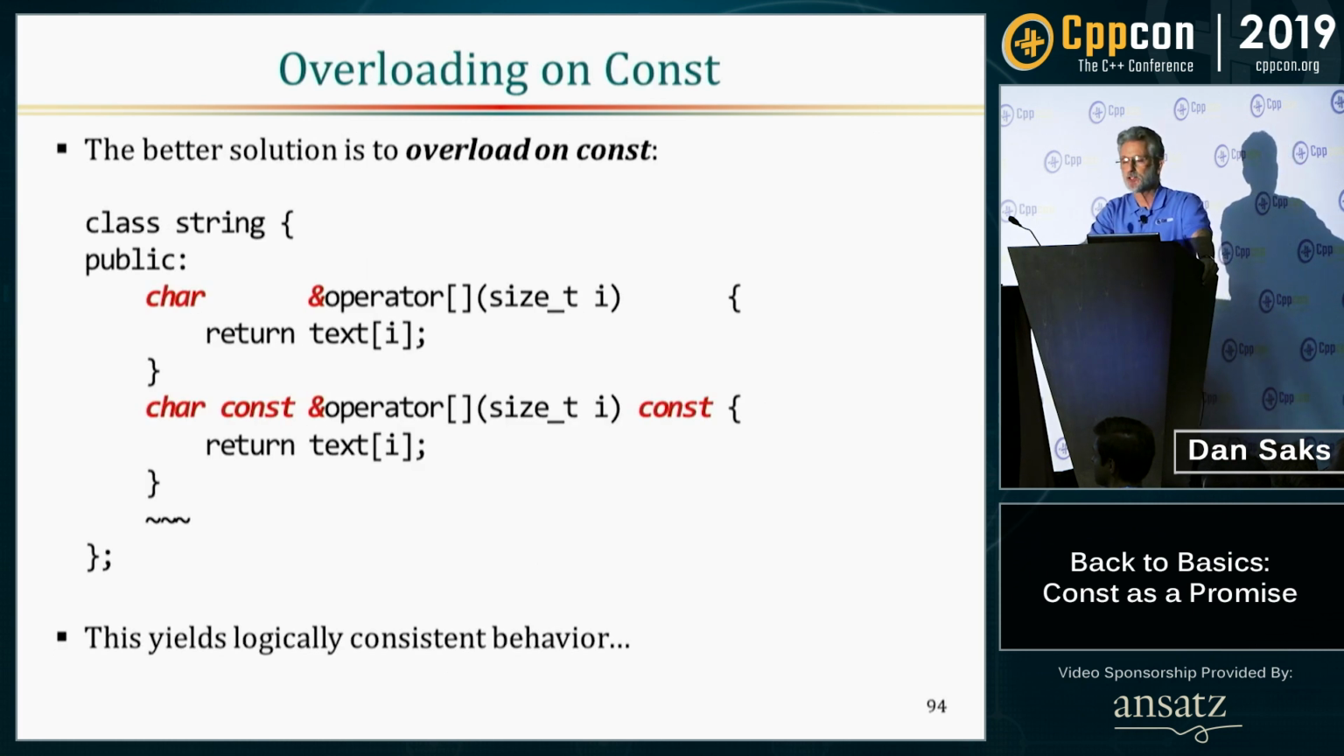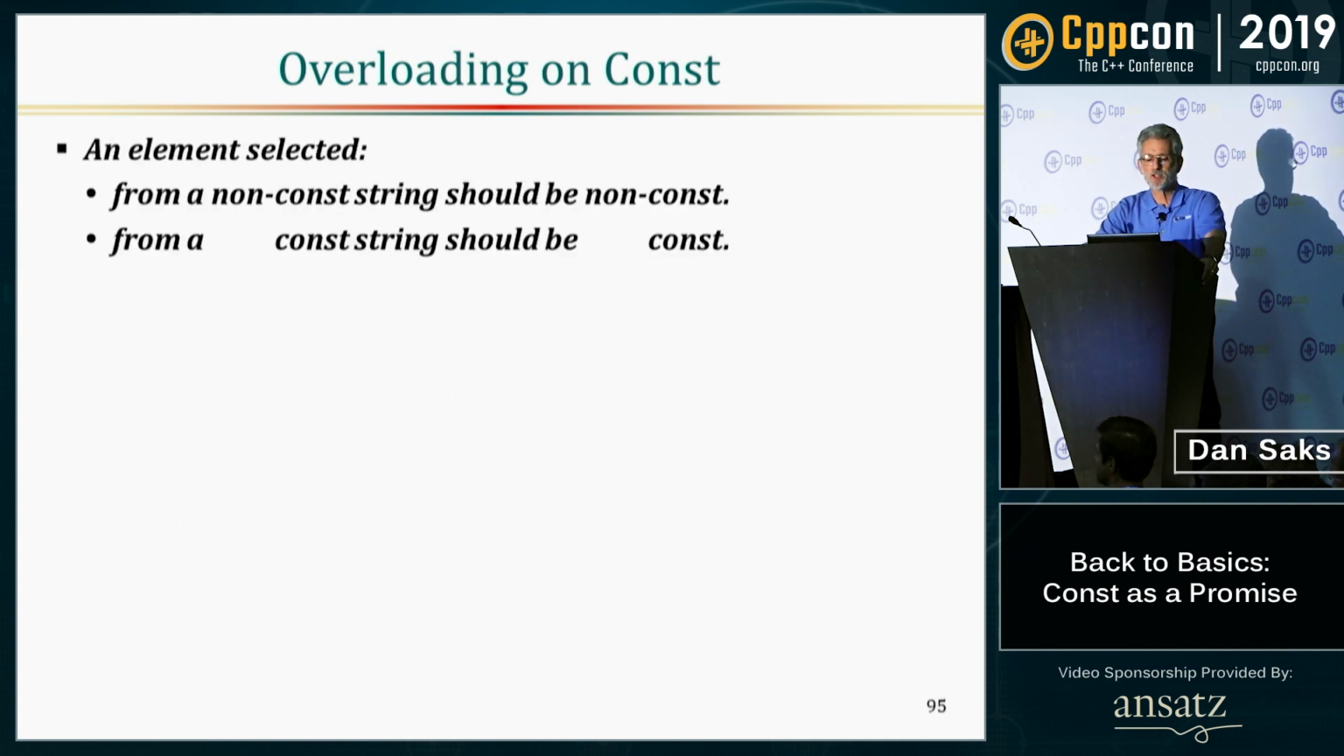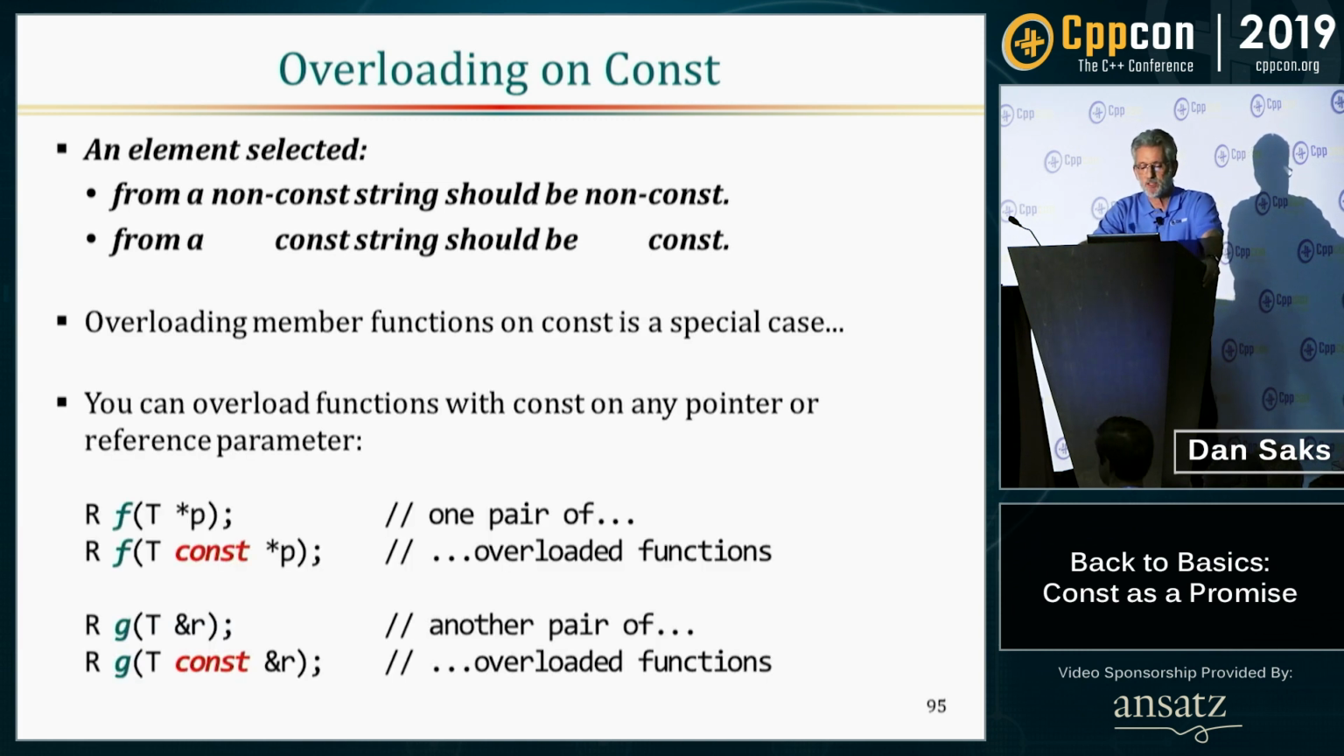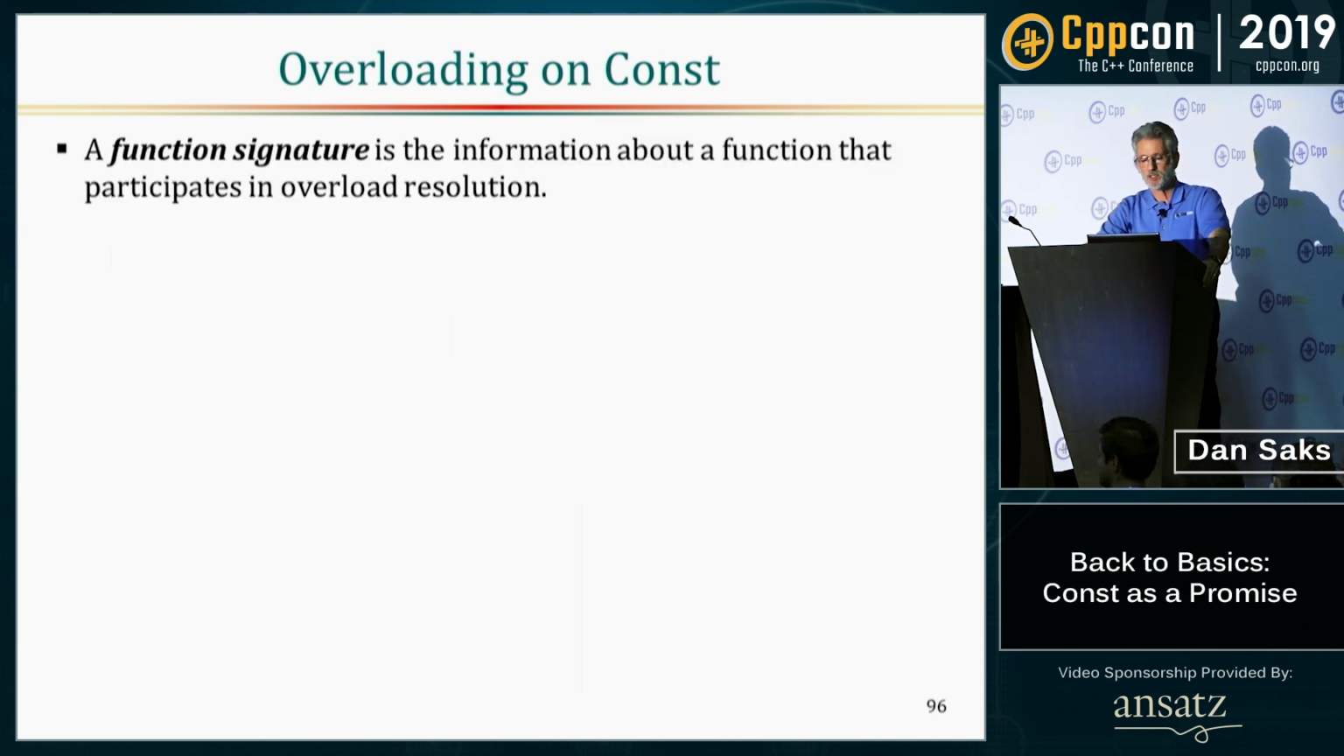Here is the proper solution, which is to overload them as const and non-const so that you get logically consistent return type behavior. That is, an element selected from a non-const string should be non-const, and an element selected from a const string should be const. And so it's really a special case of doing this. You can overload functions on pointer to const and reference to const.